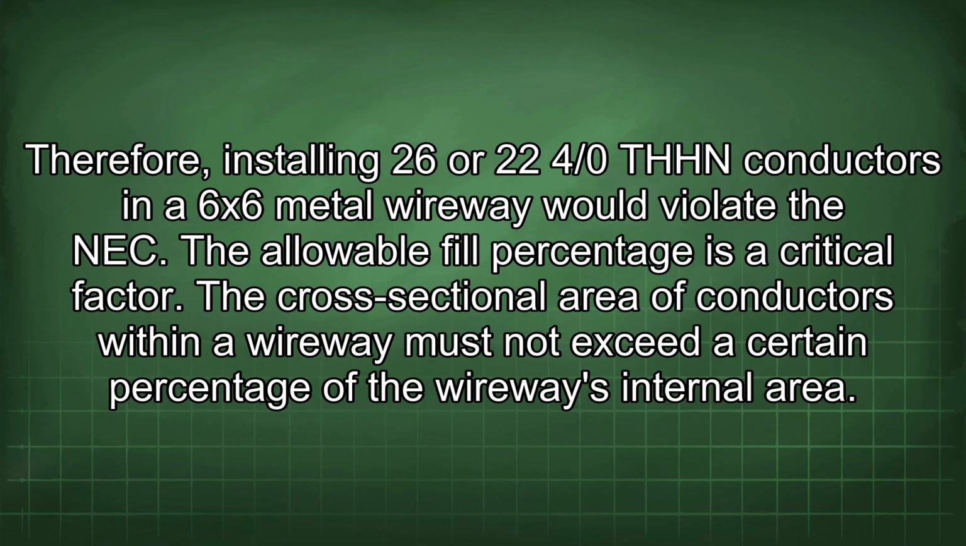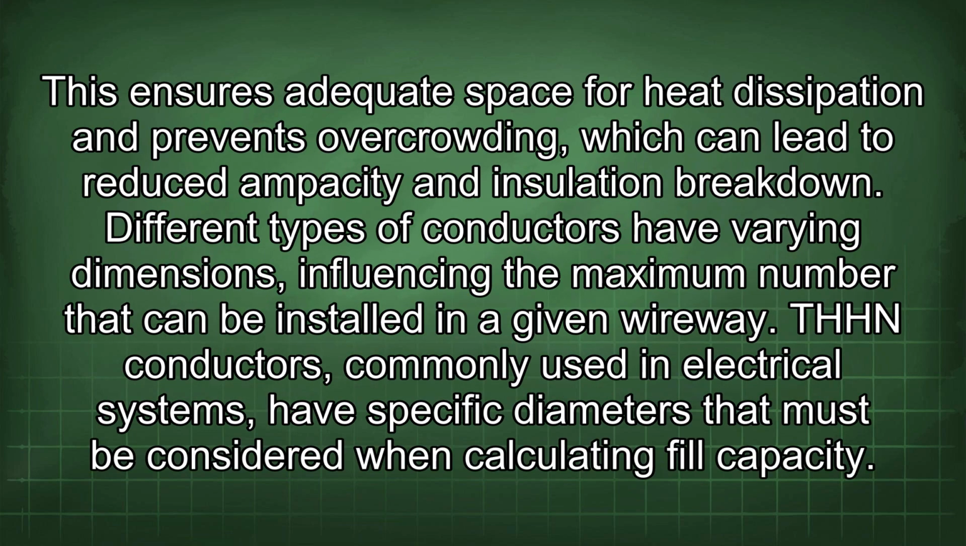The cross-sectional area of conductors within a wireway must not exceed a certain percentage of the wireway's internal area. This ensures adequate space for heat dissipation and prevents overcrowding, which can lead to reduced ampacity and insulation breakdown. Different types of conductors have varying dimensions, influencing the maximum number that can be installed in a given wireway. THHN conductors, commonly used in electrical systems, have specific diameters that must be considered when calculating fill capacity.